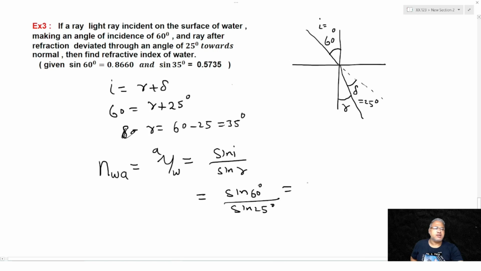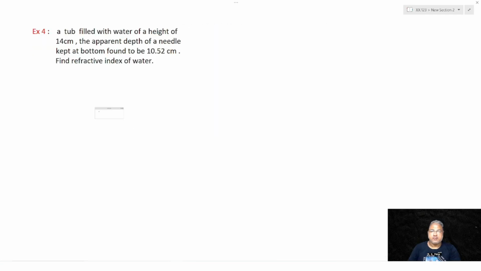So sin 60 degrees is 0.8660, and sin 25 degrees, sorry, it is not 25, it is 35 degrees. So sin 35 degrees is 0.5735, and I already calculated this result, that is 1.510. So this way the refractive index of water with respect to air equals 1.510. This is the solution.